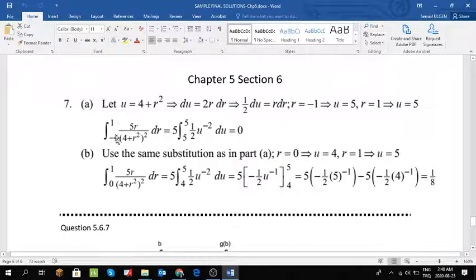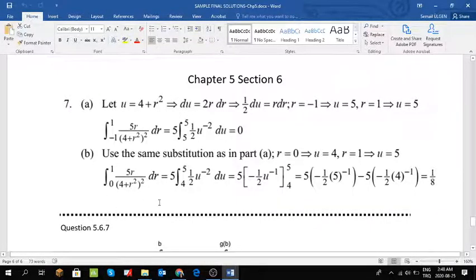So this is the integral from negative 1 to 1 of 5r times (4 plus r squared) to the power of negative 2 dr. Substitution says let u be 4 plus r squared. Then du is 2r dr, and 1 over 2 du is equal to r dr. And how about the limit points? Whenever r is negative 1, we get u as 5. Whenever r is 1, we get u as 5 as well. So this integral is 5 times the integral from 5 to 5 of 1 over 2 u to the negative 2 du, but an integral from 5 to 5 is going to give you 0. So the answer is 0.